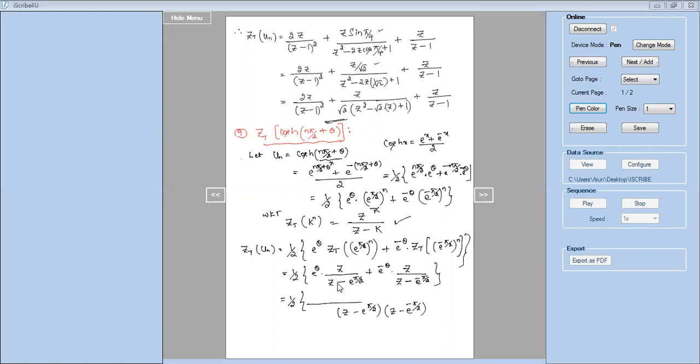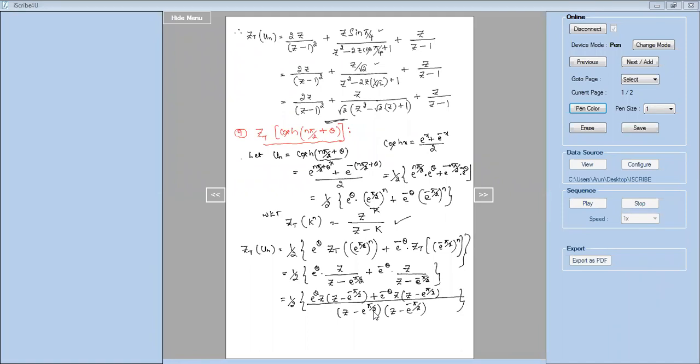So in the numerator we get e power theta into Z, cross multiplied with Z minus e power minus pi by 2, this term, plus the next term, e power minus theta into Z, into Z minus e power pi by 2. So it is e power minus theta into Z into this term. So this is cross multiplication. Now let us multiply all the terms and simplify.